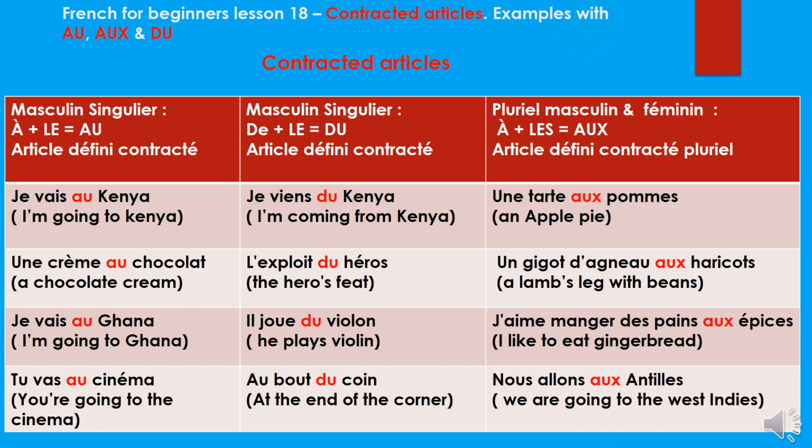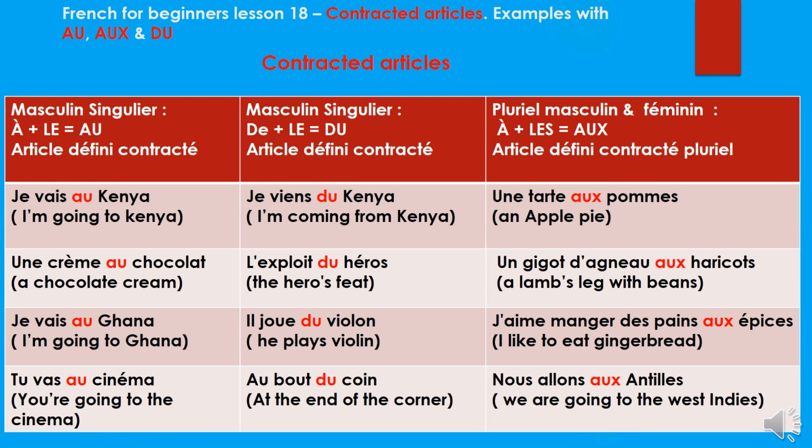Even the second sentence is un gigot d'agneau aux haricots. You can't liaise here, because the H of haricot is considered aspiré. It's not silent. If it was silent, you'd join and consider it as if it is not there. But here, since the H is considered aspiré, as if it is there, you have to say un gigot d'agneau aux haricots. So, a lamb's leg with beans. Then the next sentence is j'aime manger des pains aux épices.